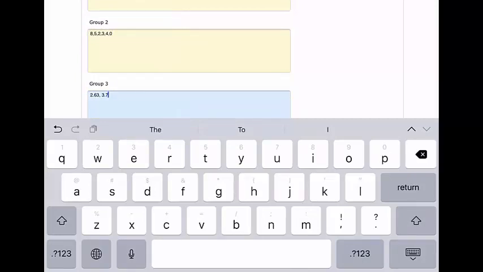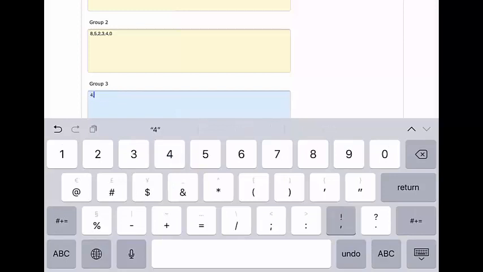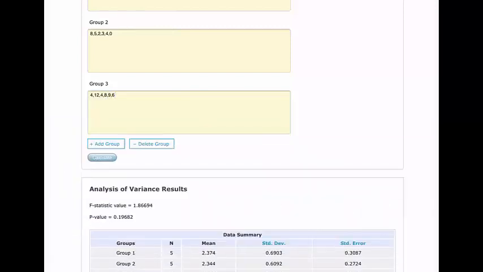Let me fill this in for group number 3 here: 4, 12, 4, 8, 9, and then the last one, 6. Okay, let's go ahead and calculate and see what we can see.